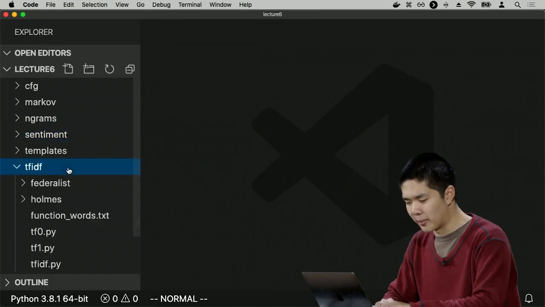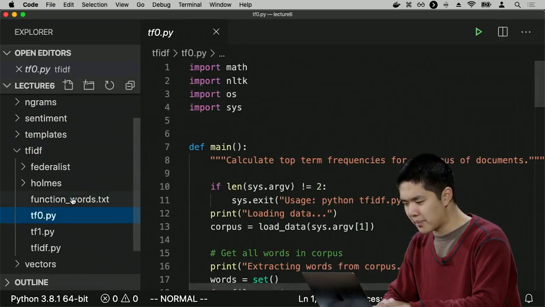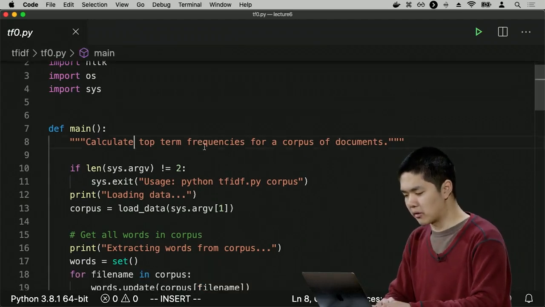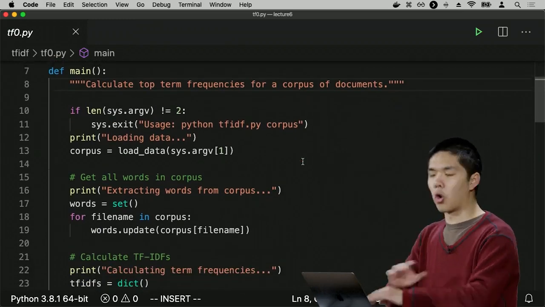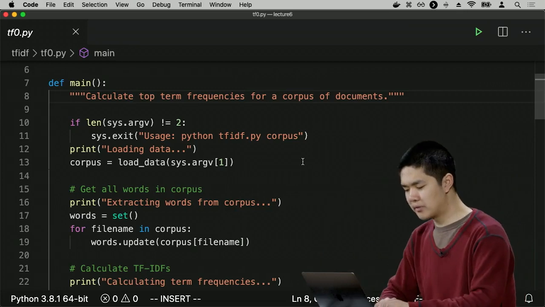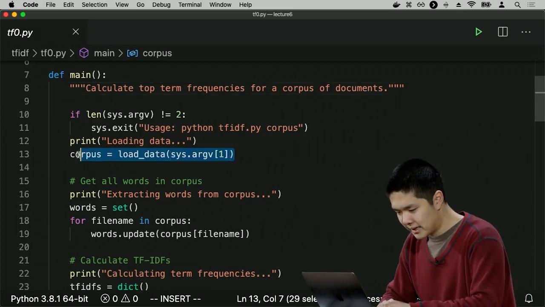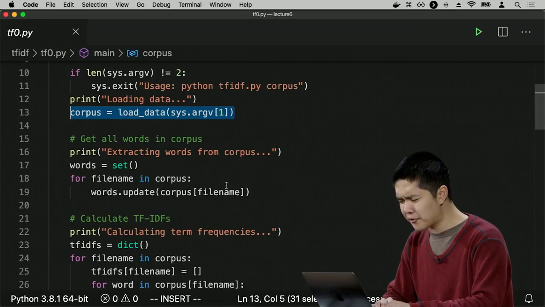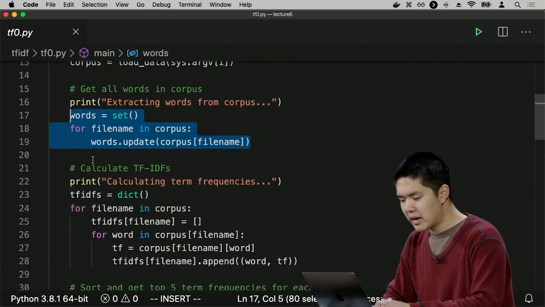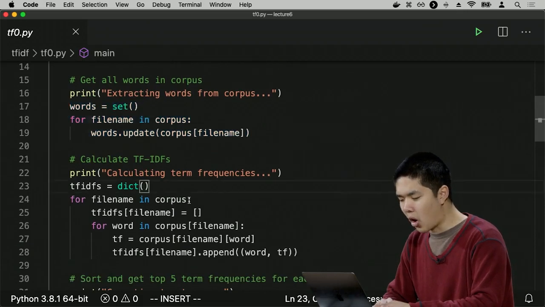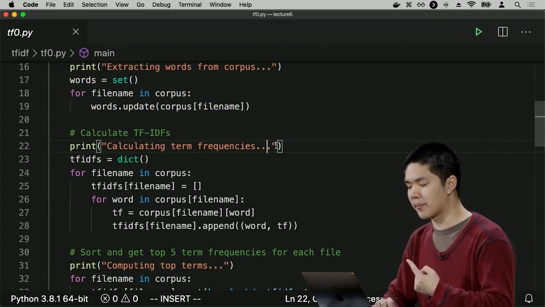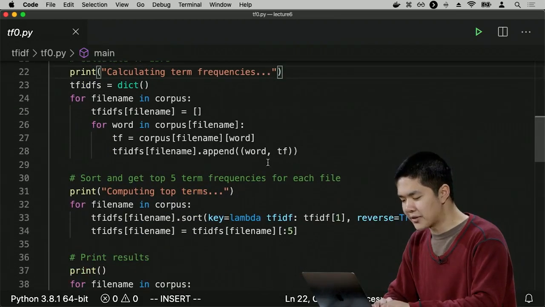You'll see why it's called that in a moment. But let's first open up tf0.py, which is going to calculate the top 10 term frequencies, or maybe top 5 term frequencies for a corpus of documents, a whole bunch of documents where each document is just a story from Sherlock Holmes. We're going to load all the data into our corpus. We're going to figure out what are all of the words that show up inside of that corpus. And we're going to basically just assemble all of the term frequencies. We're going to calculate how often each of these terms appears inside of the document. And we'll print out the top 5.